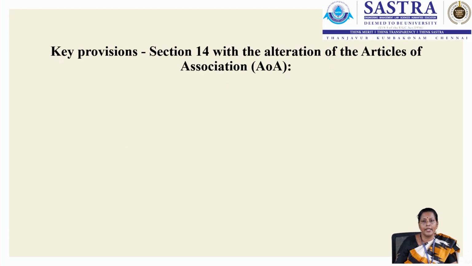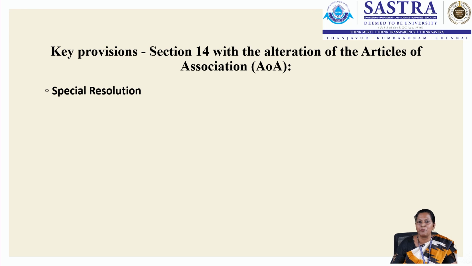Next, let's look at the key provisions that we have with respect to the alteration of the articles of association. Section 14 of the Companies Act 2013 deals with that. Whenever alteration happens in the articles of association of the company, a special resolution has to be passed in the general meeting, wherein the approval of 75% or more of the members should be obtained. Then only this alteration is accepted, not otherwise.